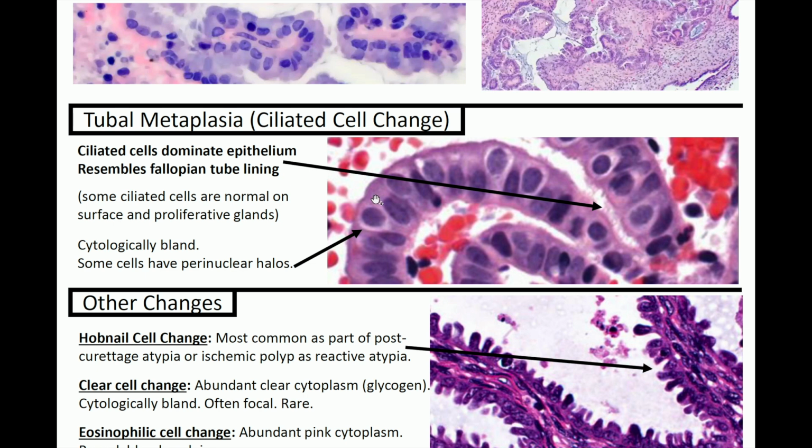Other changes you may see, so on the right here we have hobnail cell change. So most common as part of post-curettage atypia or ischemic polyp as reactive atypia. You can have clear cell change with abundant clear cytoplasm or glycogen, cytologically bland, often focal or rare. And you can have eosinophilic cell change with abundant pink cytoplasm and round and bland nuclei.